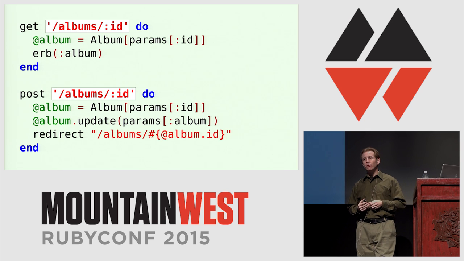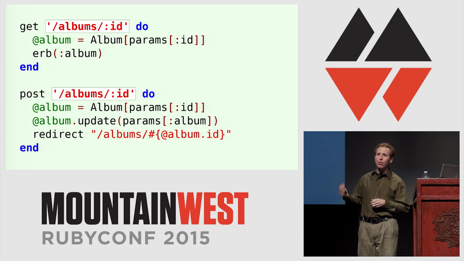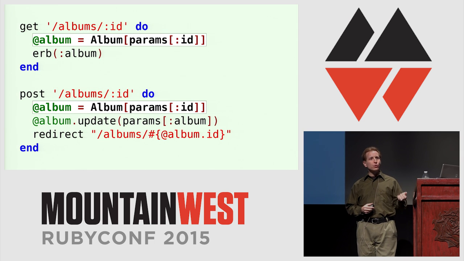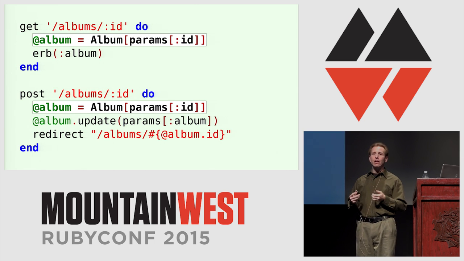So the main issue with this approach is that it leads to duplication. Here you see the path is duplicated in both of the routes, and the retrieval of the album from the database is also duplicated in both of the routes.